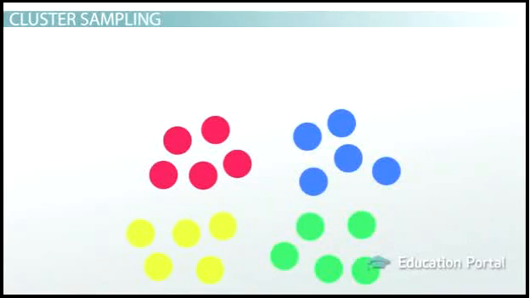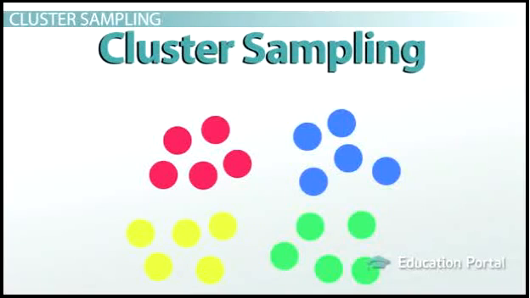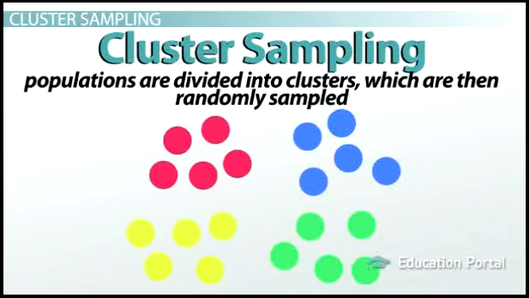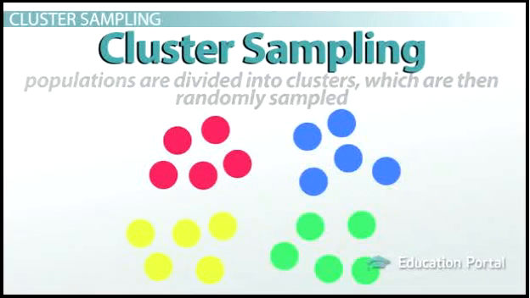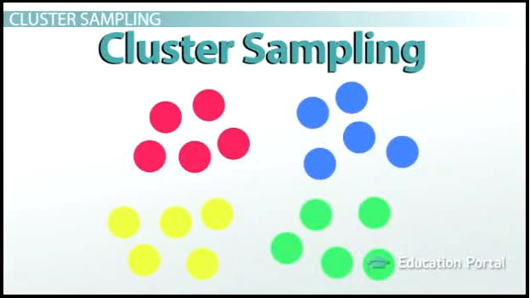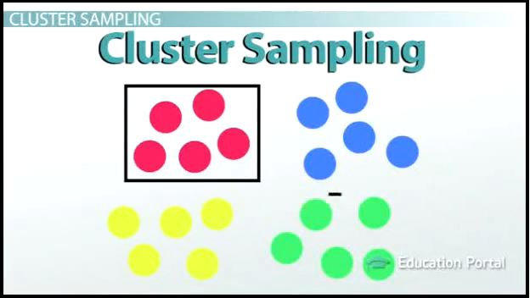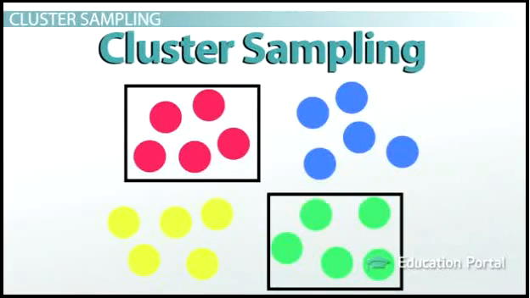Similar to stratified sampling, but more broadly categorized, is cluster sampling. This is when populations are divided into clusters, which are then randomly sampled. So instead of randomly sampling individuals from each subset of the population, the subsets themselves are sampled.